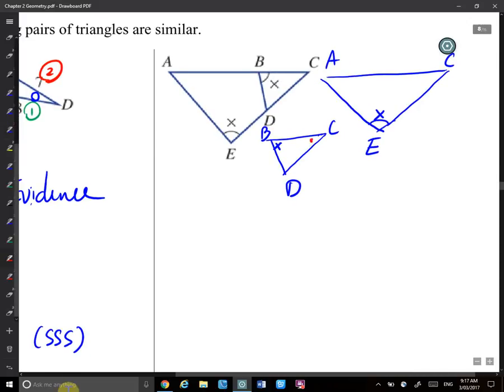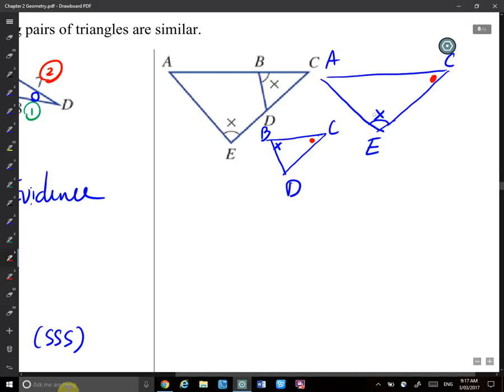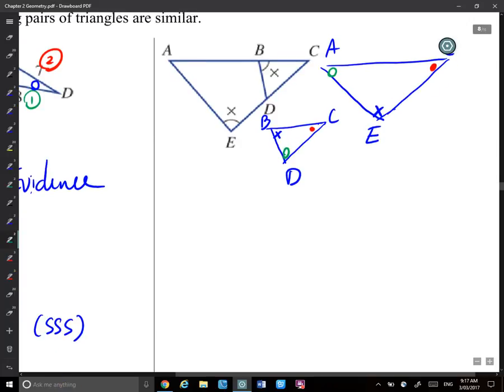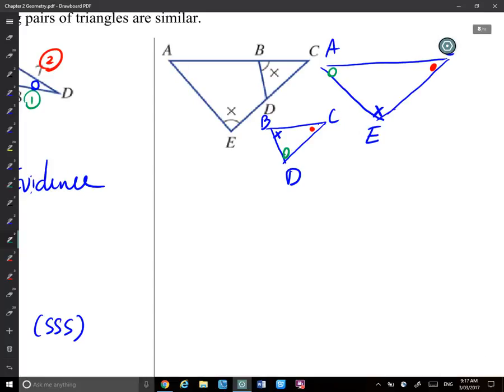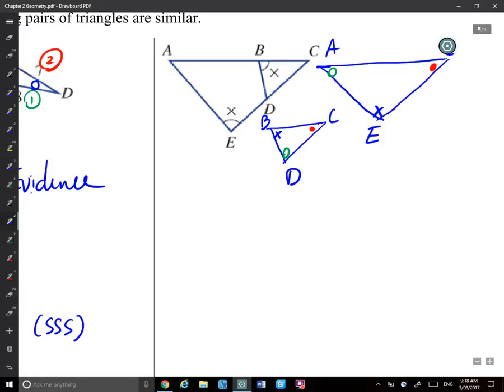And you know that angle C must be the same as angle C, right? They are the same angle, even though I take the smaller one out. It's still that angle, so those 2 angles must be equal. So therefore the last pair must be the same. I already have the blue pair and the red pair, so the green pair must be the same.